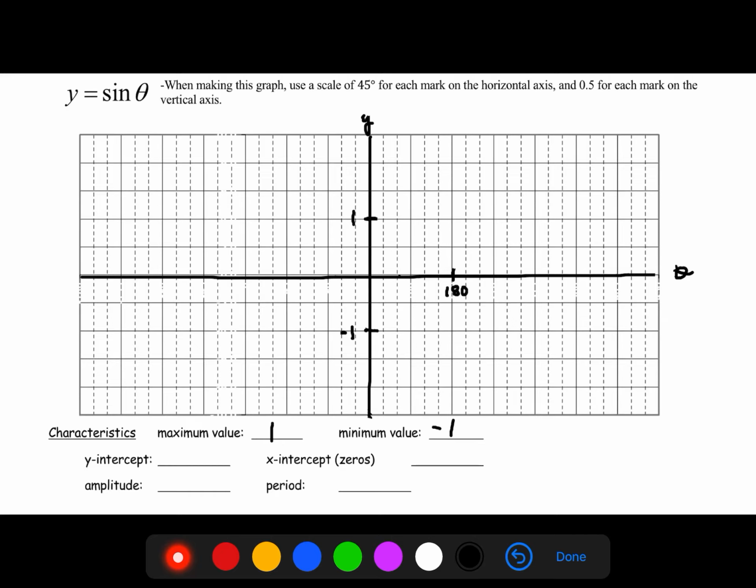every 6, sorry, that's not right. So if we go by 45s, every 4 should be 180. So 1, 2, 3, 4 is 180. 1, 2, 3, 4 is 360. We just want to do this so that we don't have too much of a cluttered axis here, but that we can see enough to plot easily.